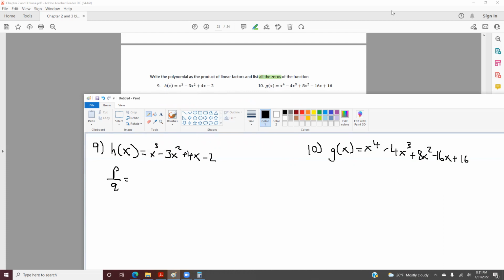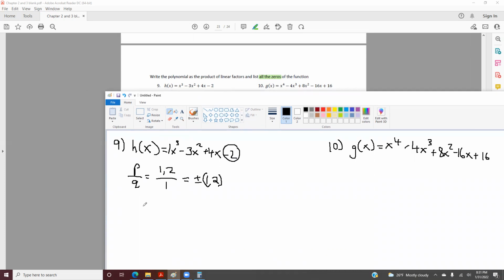Anyone PQs? 2 and 1. So this is your P, so it means it's 1 and 2 or 2 and 1. And what is Q here? 1. So the only thing that goes in is 1. So what are the PQs in this case? Plus and minus what? 1 and 2. That's why I say this is coming up in your test, because you do not need to do a lot of synthetic division here. So I'll drop down the coefficients: 1, -3, 4, and -2.